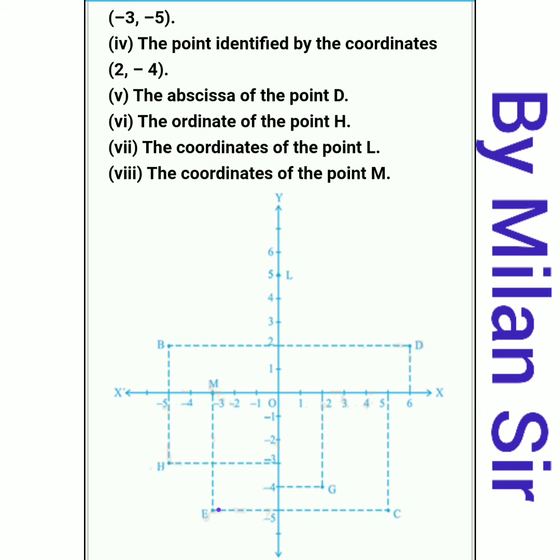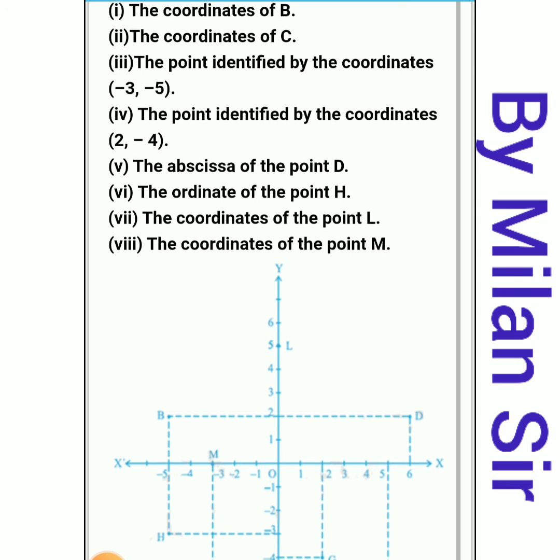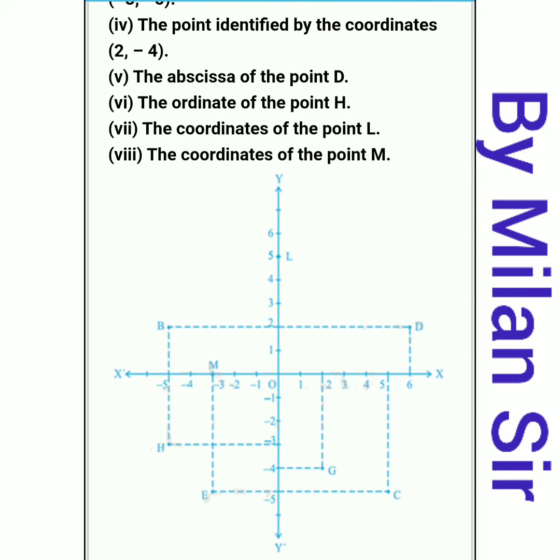Just see the coordinate of E. On the x-axis minus 3 and on the y-axis minus 5. That means minus 3, minus 5. So our answer is point E. The point identified by the coordinates minus 3, minus 5 is E. We need to write the name of the point, right? So minus 3, minus 5 means point E. Okay, next question.